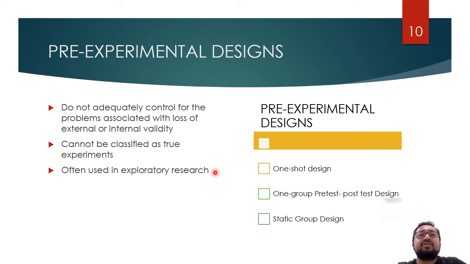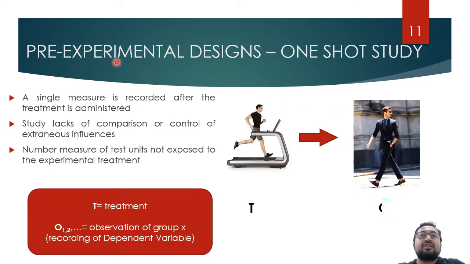Selalunya in pre-experimental design ni, dia punya design dia bukanlah yang sebenar dalam true experimental, because dia punya design tu adalah lebih kepada kita nak exploratory research, kita nak come up with an idea, general idea. Okay, so basically ada 3 types in pre-experimental, one shot design, one group pre-test, post-test design, and static group design. In one-shot design, okay, so a single measure is recorded after the treatment is administered.